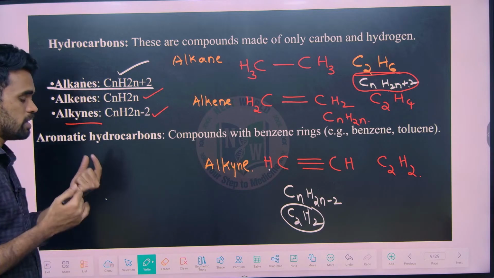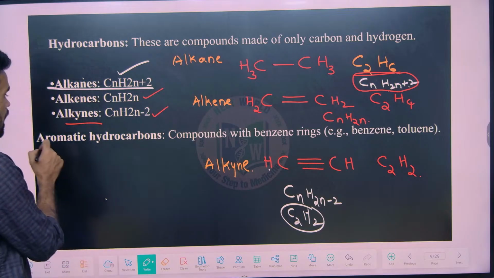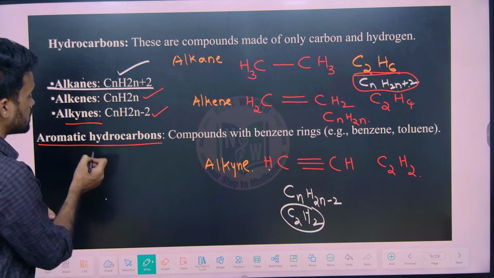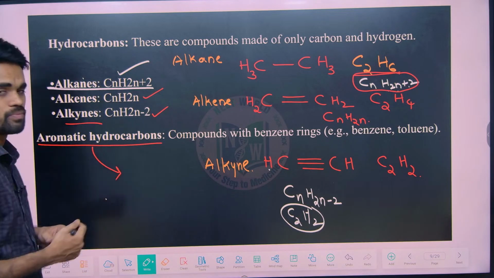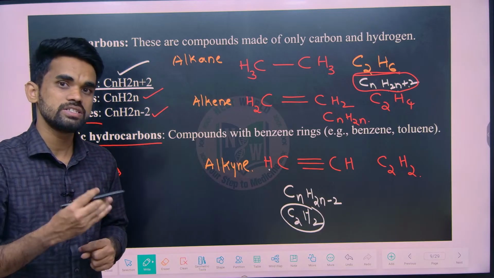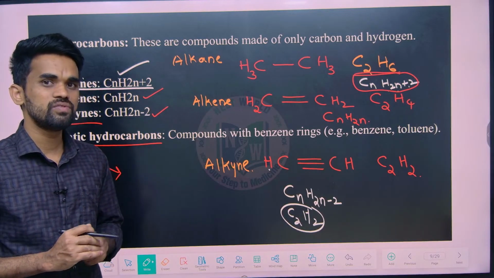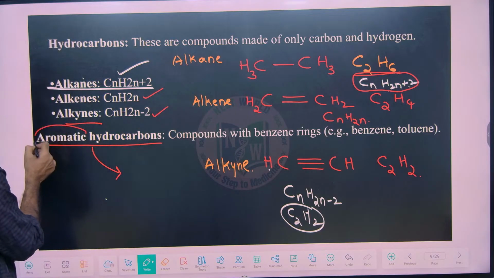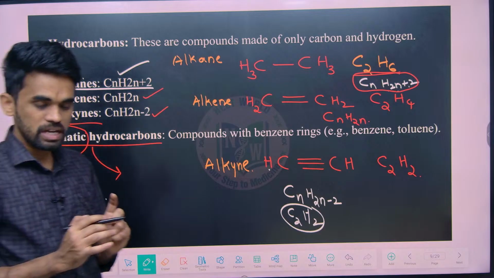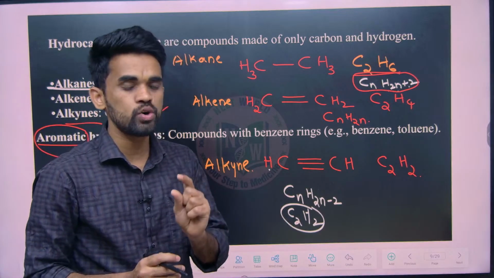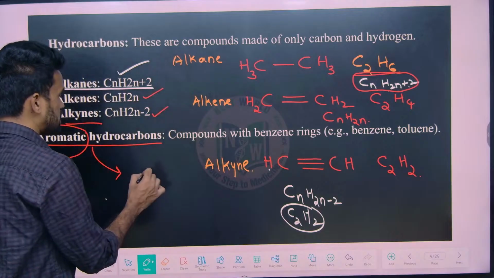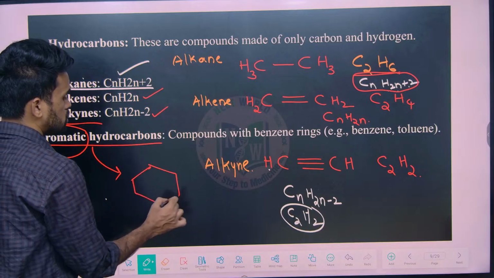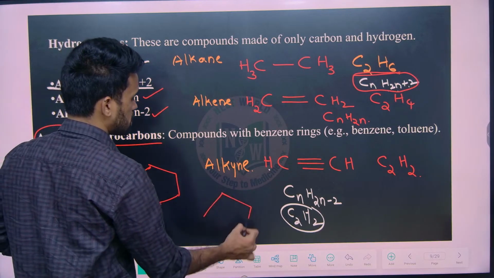Now let us move to one more type of compounds: aromatic hydrocarbons. These are a special type of organic compounds which come under unsaturated compounds only. Whenever you hear the word aromatic, you need to know one thing: the compound must be cyclic first, something like this. It should be in the cyclic form.